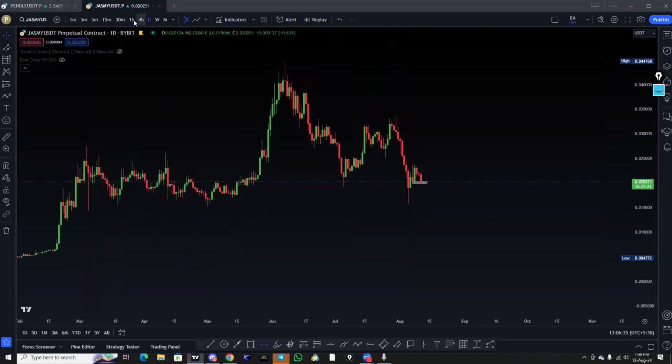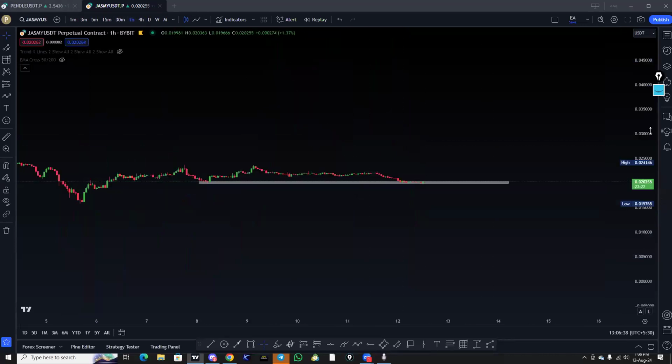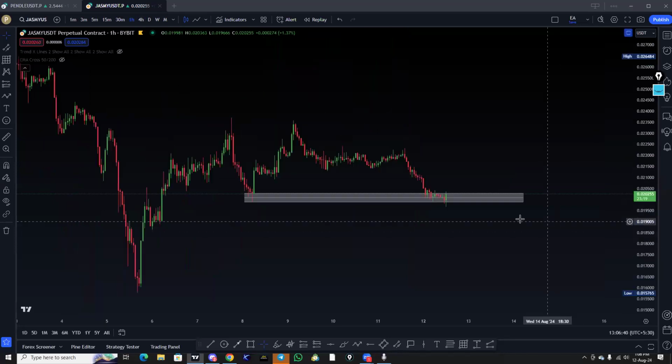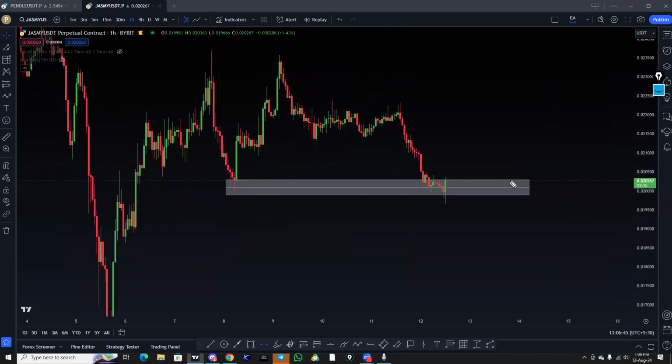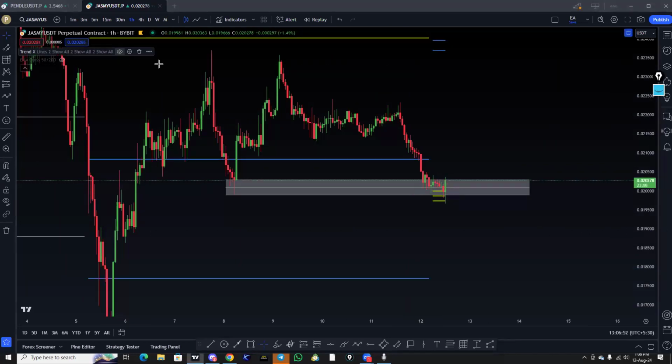Okay, H1. So we have one zone here, sir. You can look at this. It's taking a rejection for almost maybe 10 hours, and in the same place we have a weekly trend X. Just wait for a breakout of this. Continue for a short if it's coming down. If it's going up, just wait for the candle to close above these recent levels.